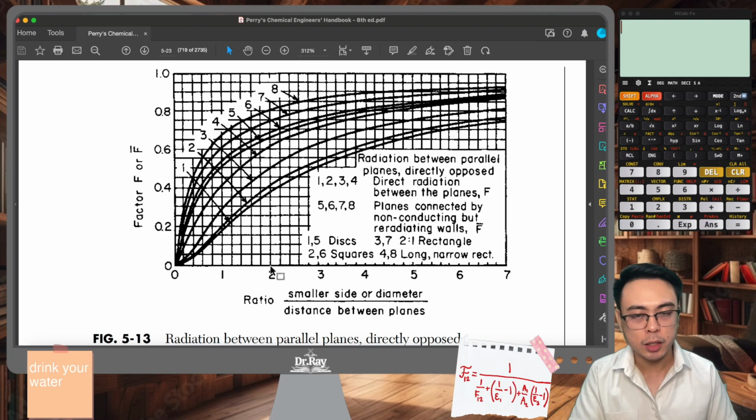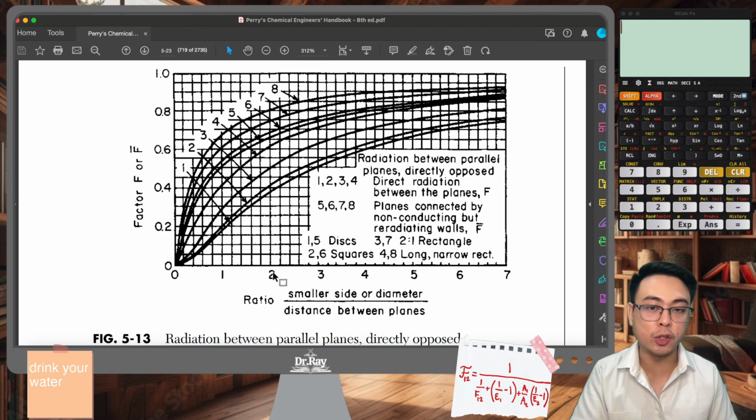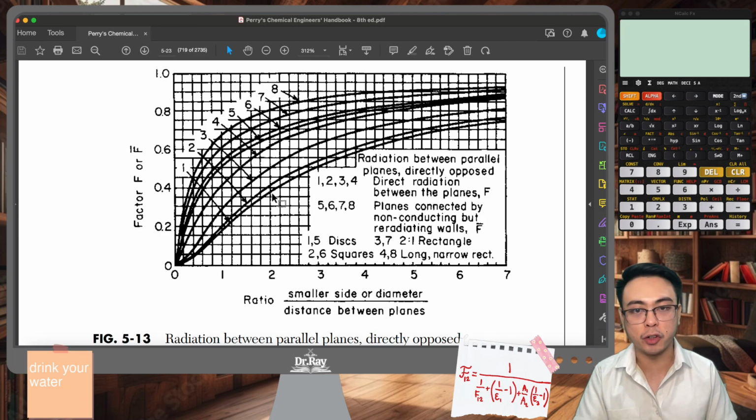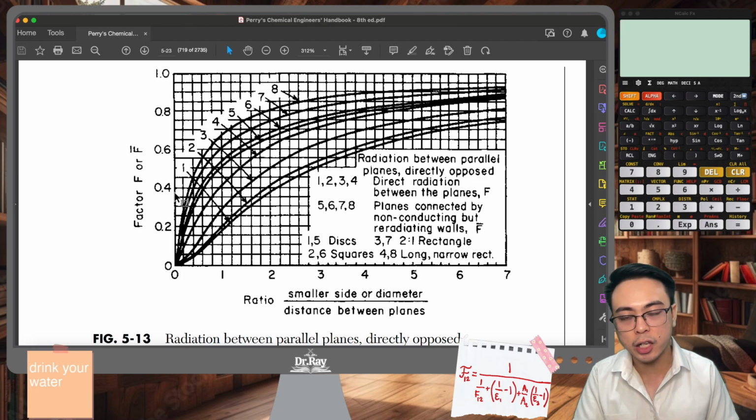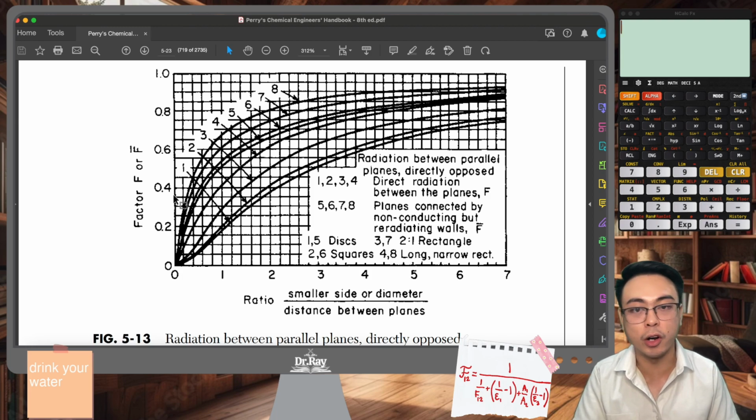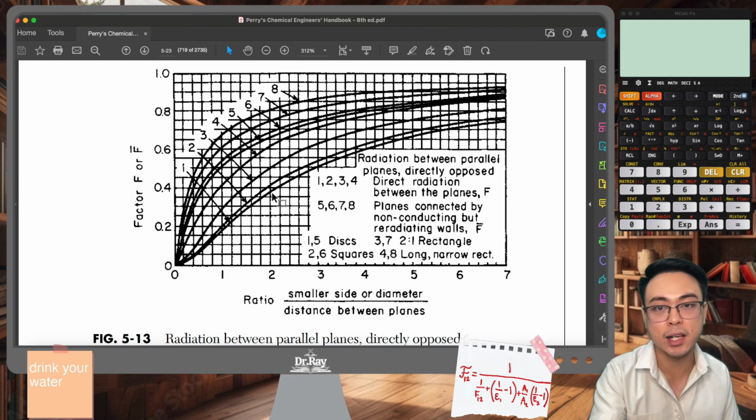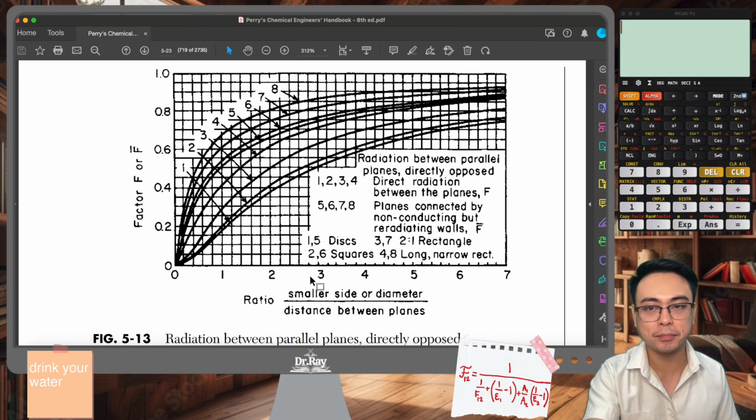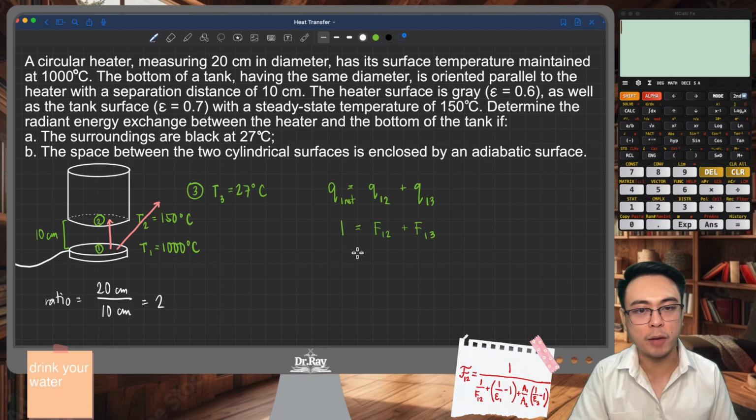You simply take a look at where the x value of 2 will intersect with curve number 1, and then you can read that on the left side for your view factor. So the view factor here, this is 0.2, 0.3, 0.35. This is around 0.38 or around 0.375 because it's directly in the middle of this box right here. Let's just use 0.38 as an estimation of our view factor. So I'm going to say that from that figure, F12 is 0.38.